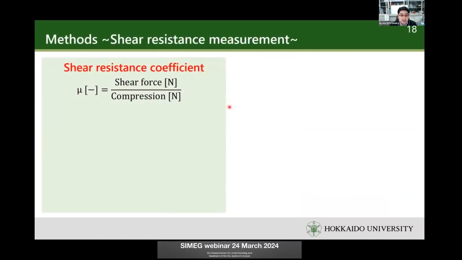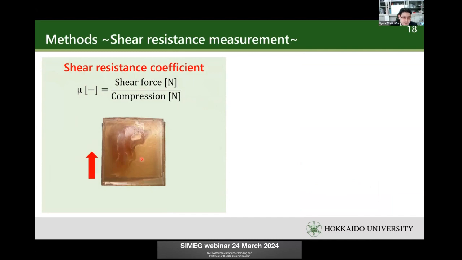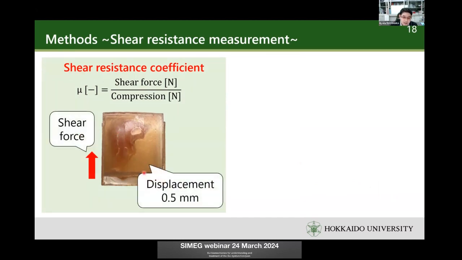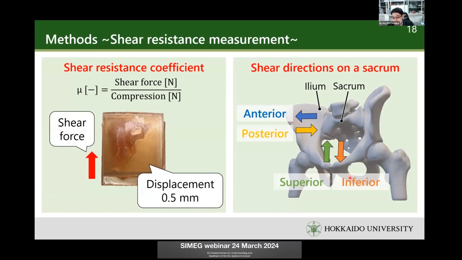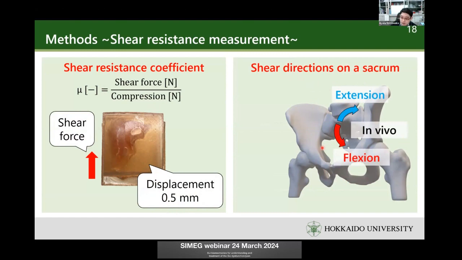In this experiment, I calculate the shear resistance coefficient. I apply the shear force and record the displacement. When the displacement was 0.5 millimeter, I get the shear force, and then I calculate the shear resistance coefficient. The shear directions on the sacrum are four: superior, inferior, anterior, and posterior. And I change the rotational motion. I apply the rotational motion, flexion and extension. This means the nutation and the counter-nutation.